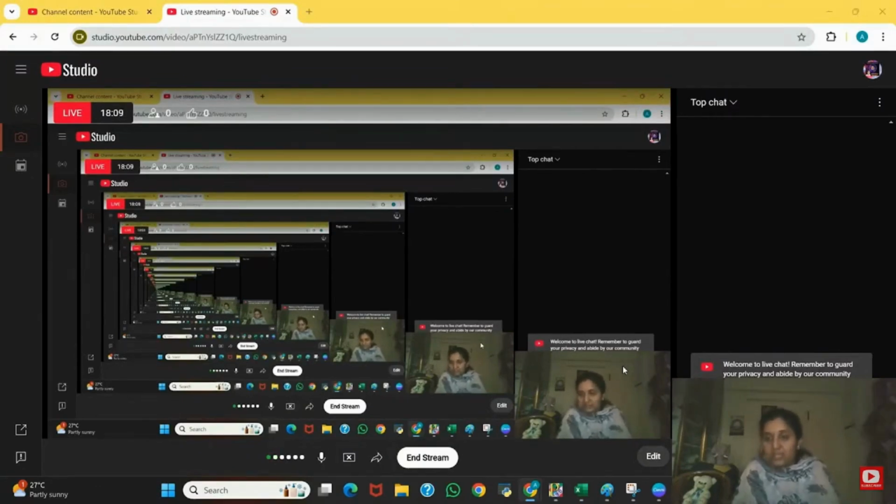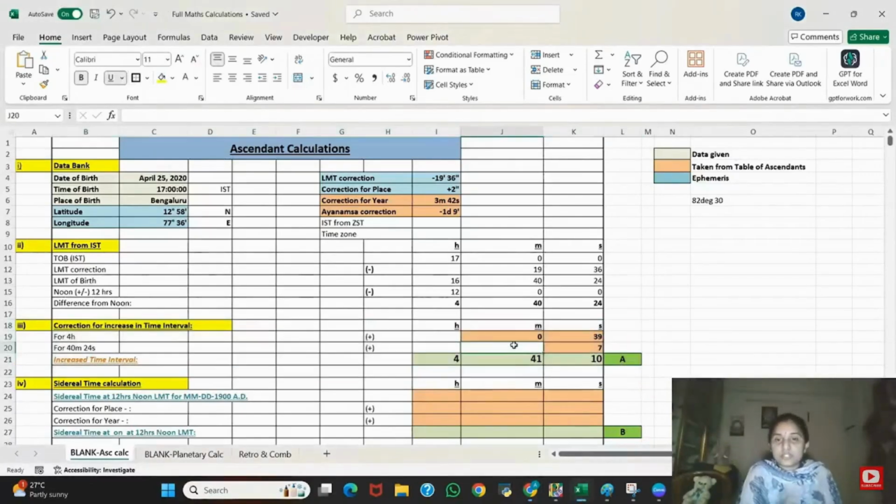So to show here, for 4 hours and 40 minutes I have arrived at the increased time interval, which I'll be considering as A in the mathematical equation. We consider one line as A and B and then we add up. That's what I'm trying to do here as well. So to tell now in Kannada.